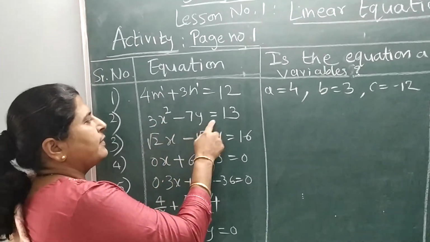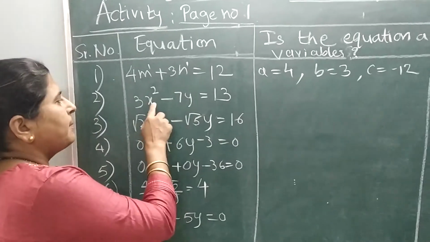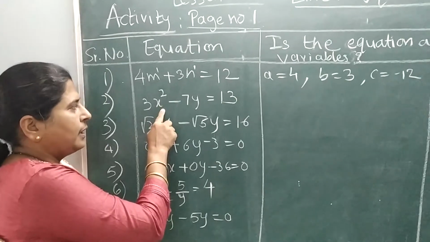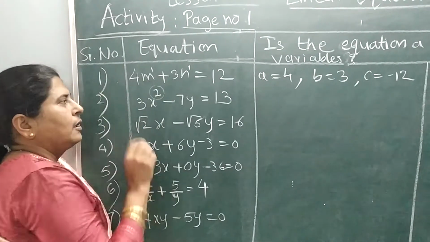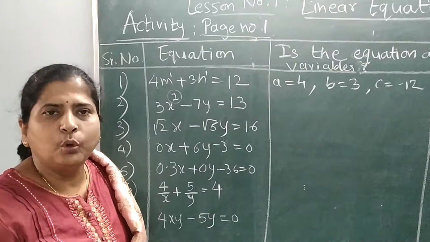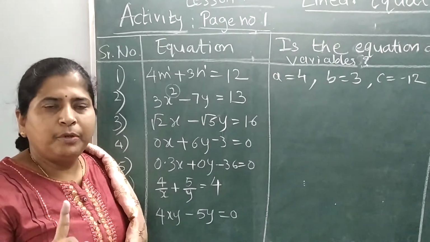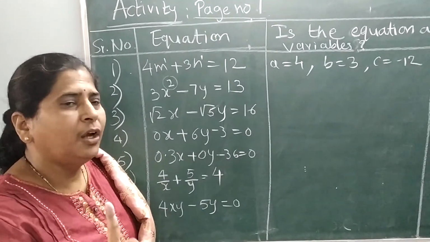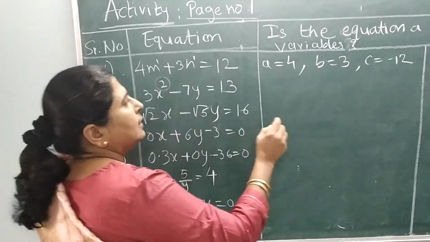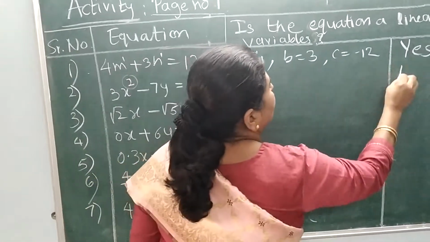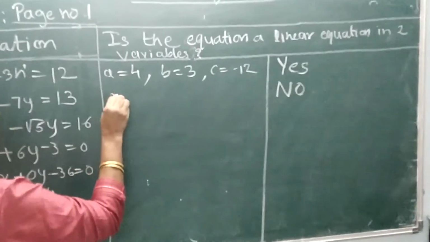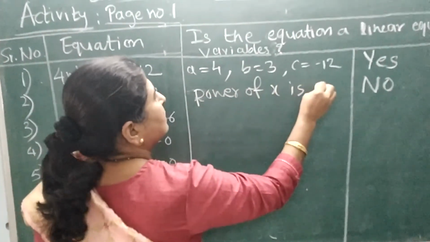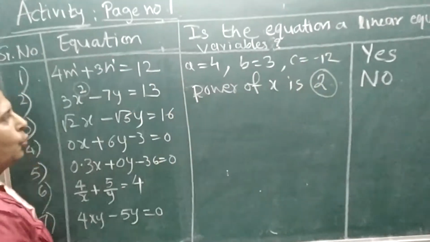3x square minus 7y minus 13. Now the variables are x and y. We can observe that the power of the variable x is 2. We don't want the power to be 2. We want the power to be only 1, because the power or degree of the variables used in each term should be only 1. So as this is not 1, this is not a linear equation. The reason is the power of x is 2. That's why it is no.